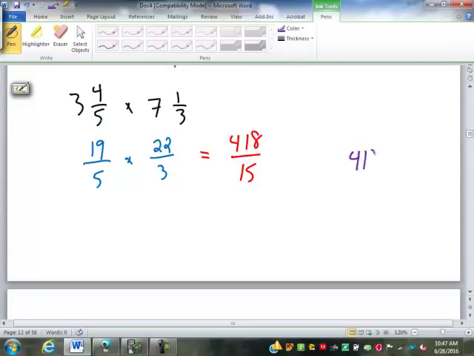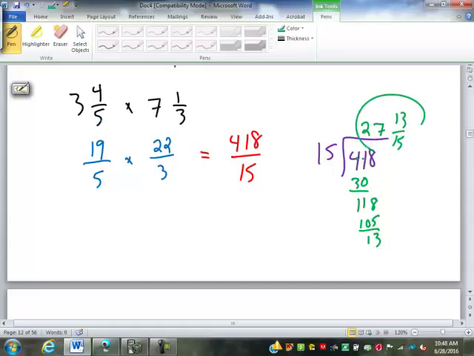So we take our 418 divided by 15. 15 does not go into 4. 15 goes into 41 twice. That's 30. We subtract to get 11. Bring down our 8. 15 goes into 118 7 times. 7 times 15 is 105. There's 13 left over. So that's 27, and then there's 13 15ths left over. So 27 and 13 15ths. Remember, your remainder is what goes back above your denominator for your fraction portion.